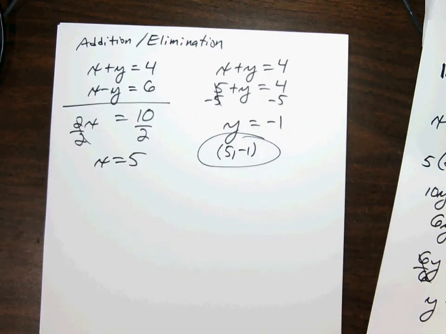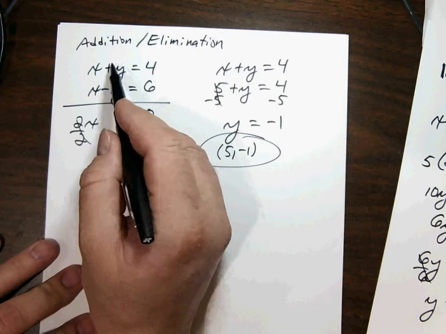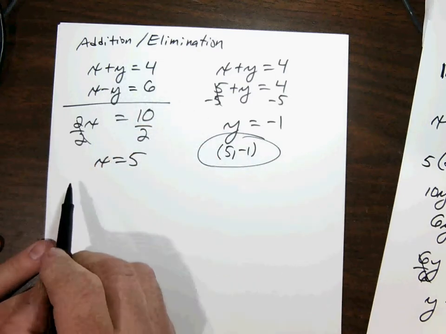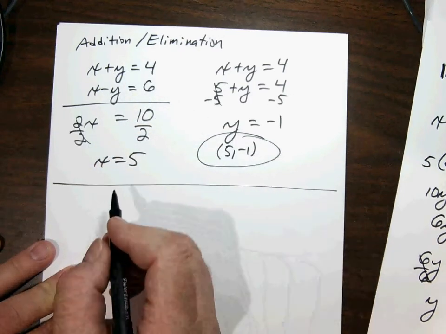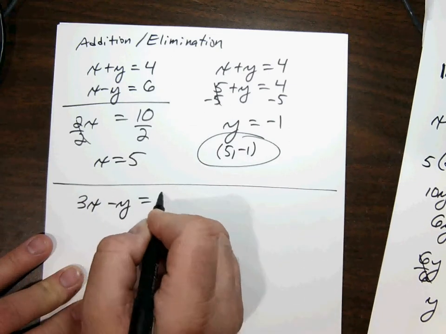It looks like this method is so much easier. Man, that was fast. Well, it's not always quite so easy, and that's because I got dumb lucky here. y plus negative y, the y's disappeared. That's not going to always happen. What about this one? 3x minus y equals 11.